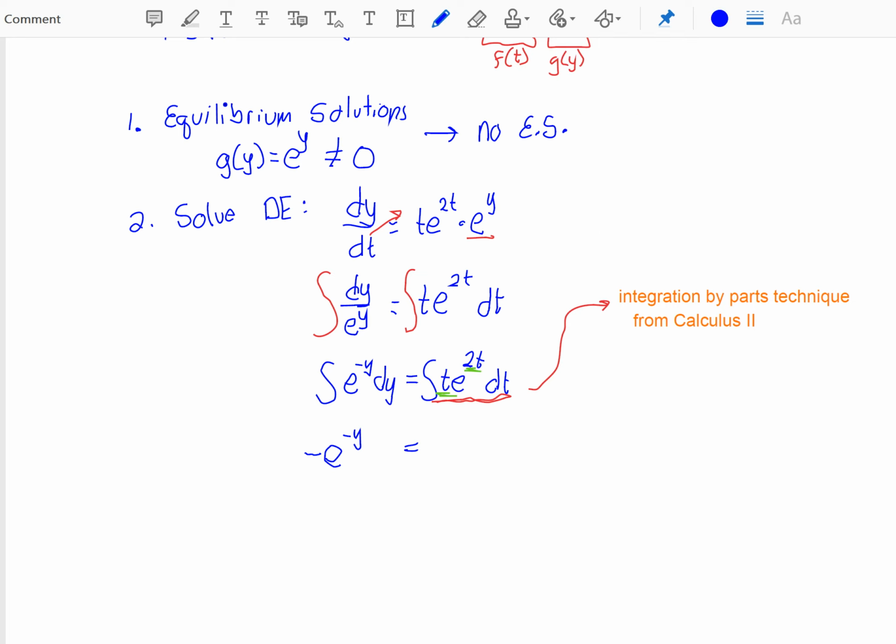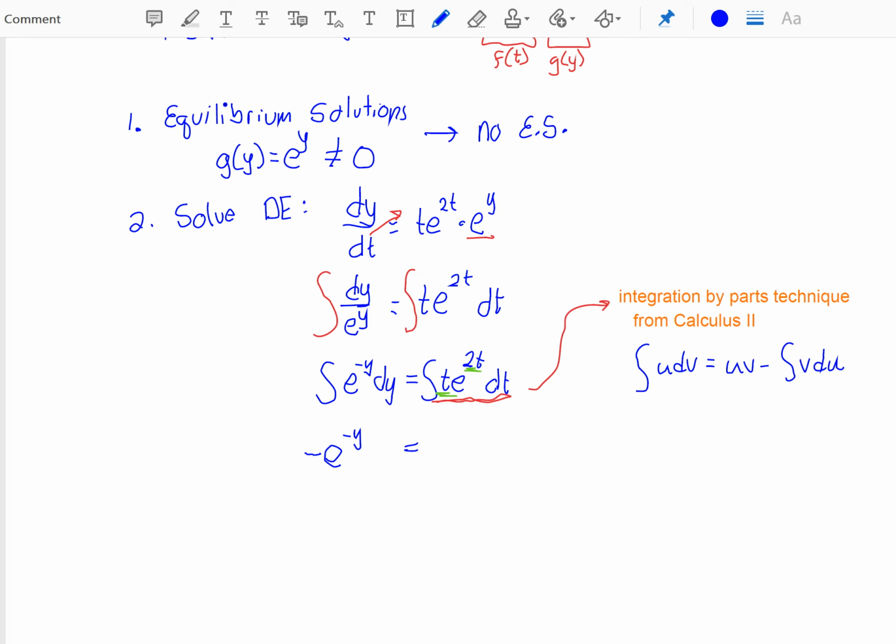So let's continue by the integration by parts technique. You'll want to remember from Calc 2, the integration by parts technique says that if you have an integral of the form u dv, you could write this as uv minus the integral of v du.